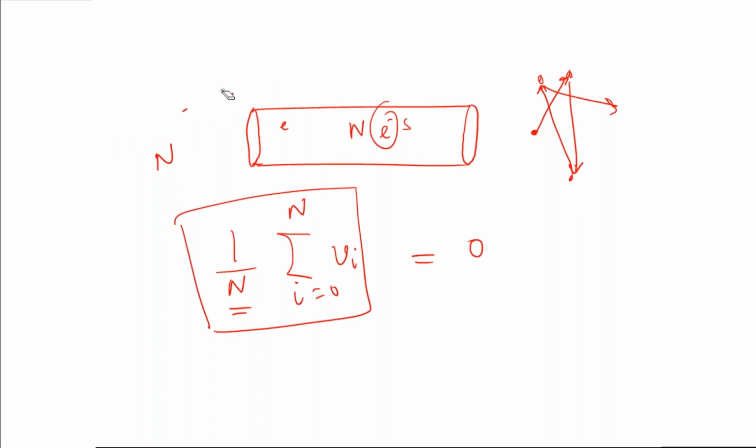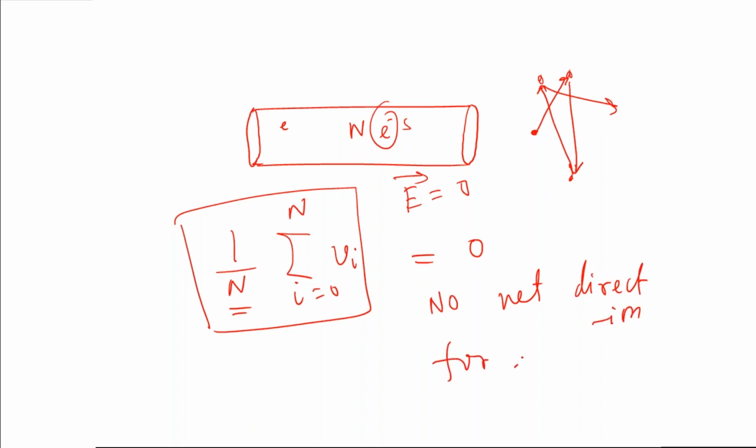So if you don't have any electric field applied, that means the electric field applied is 0 here. Then what happens? There is no net direction for electrons to move. But what we need to know is the net flow of charge. Net flow of charge will give you actually current.